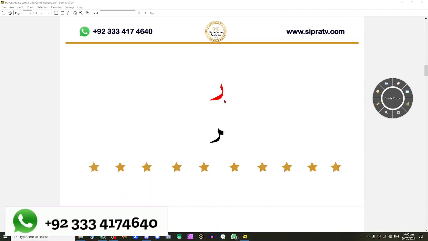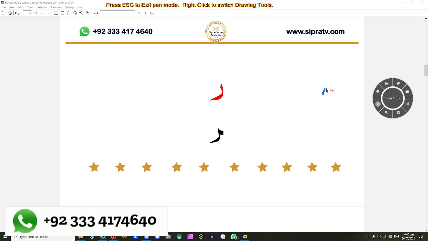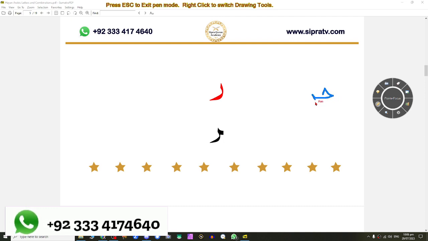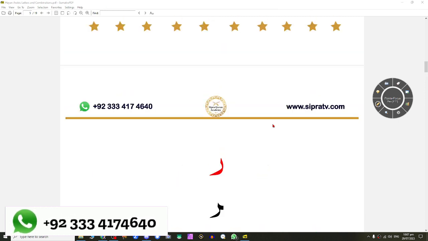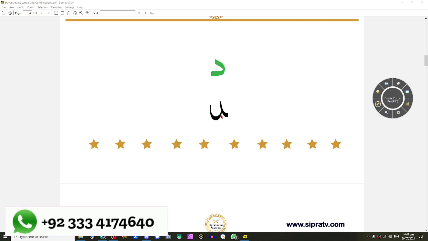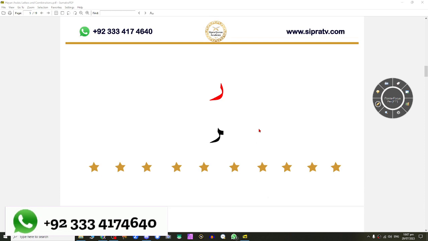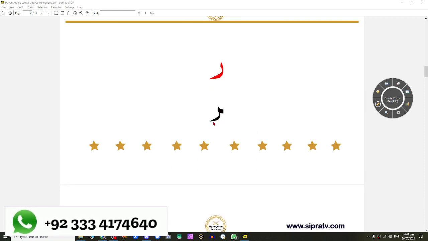MashaAllah. We have talked about Ra and Za already. Alright, let's talk about the shapes. So the shape of Ra will almost look like this. That will be Jim Ra. Now you have to remember the shape. In Dal there is a lot of curve here, whereas in Ra there is less of a curve. So you have to remember the shape.